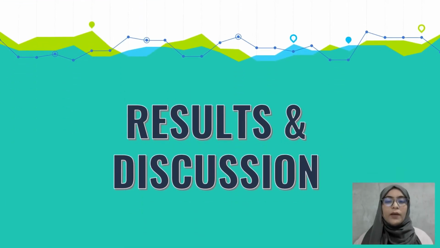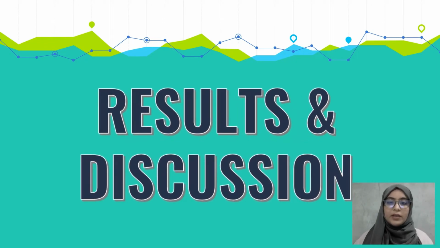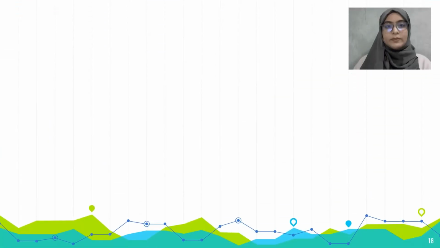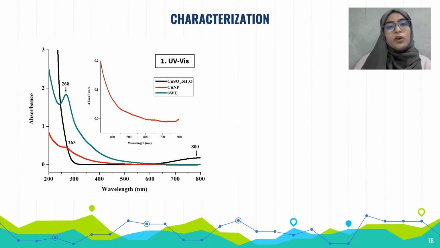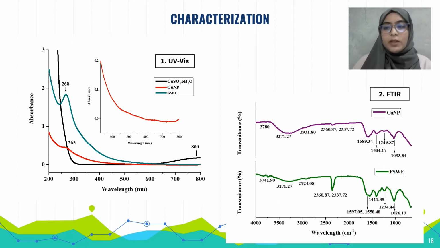Now, I'd like to discuss some interesting results from my research. Here are some of the results from characterization part. So, figure 1 shows the comparative UV spectrum of seaweed extract, copper nanoparticle, and the precursor copper sulfate. The mild bands in the red line is due to SPR, which confirms the formation of copper nanoparticles. And in figure 2, the FTIR of copper nanoparticle and the seaweed extract show similar peaks, which shows the successful encapsulation of the nanoparticle with the seaweed.